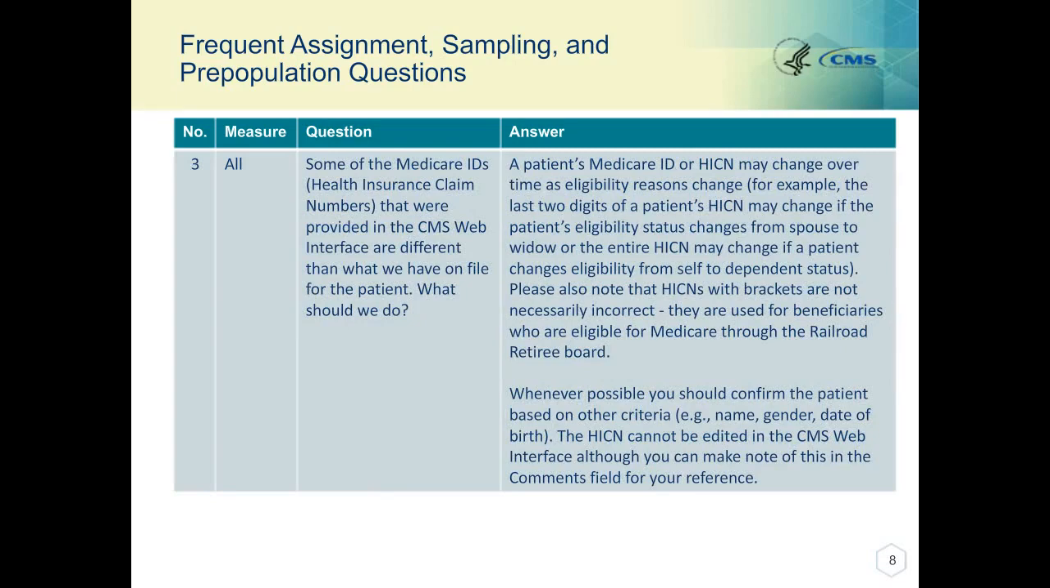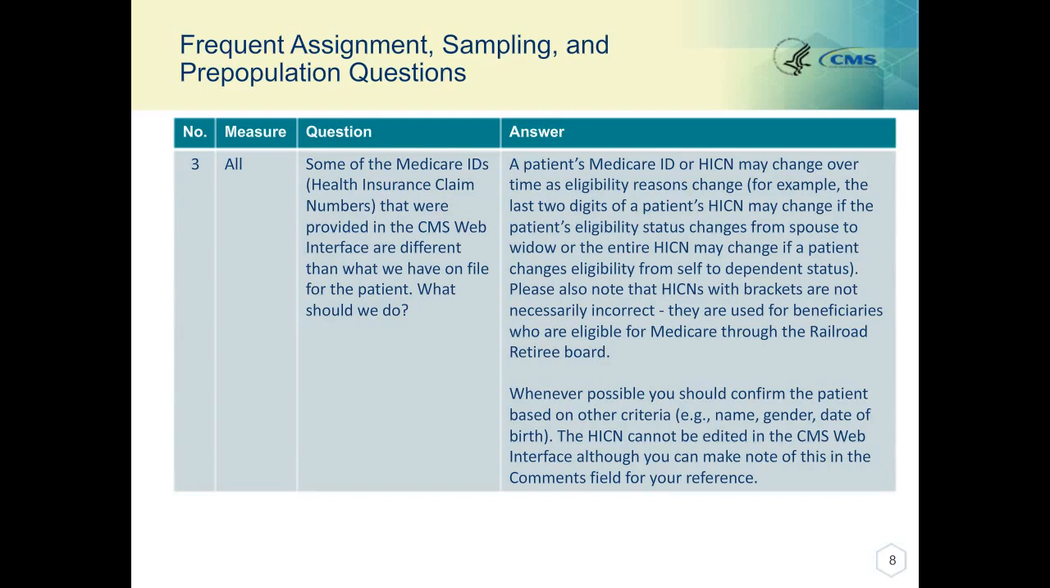The next question is about the Medicare IDs in the CMS web interface. The question says, some of the Medicare IDs, or health insurance claim numbers, that were provided in the CMS web interface are different than what we have on file for the patient. What should we do? The answer is that a patient's Medicare ID or HICN may change over time as eligibility reasons change. For example, if the patient's eligibility status changes from spouse to widow, or if a patient changes eligibility from self to dependent status.